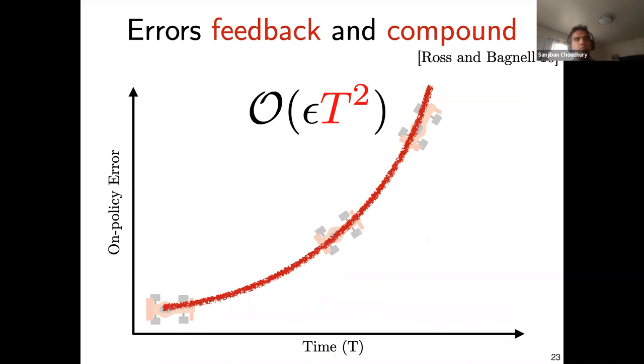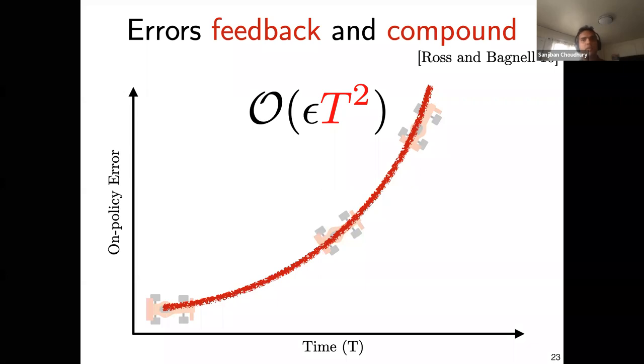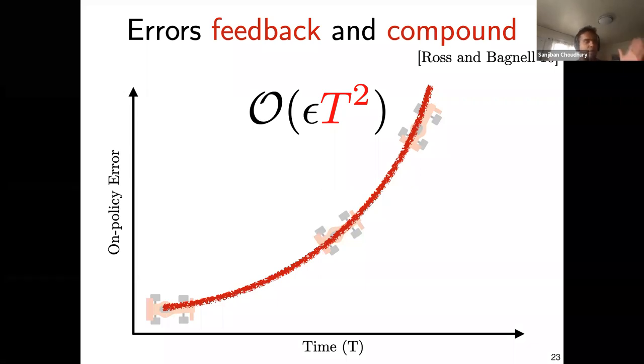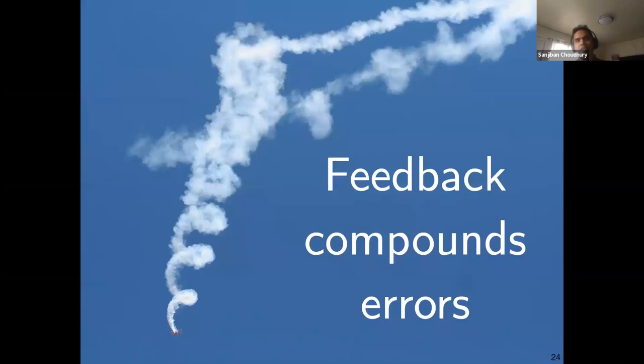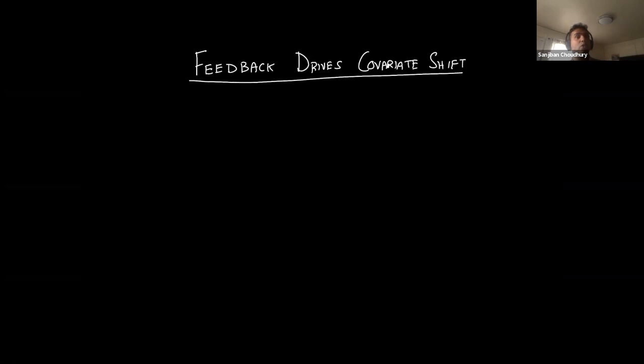More formally, Ross and Bagnell in this seminal paper showed that when you're learning in a sequential decision-making process, errors feed back and compound. And we end up with a performance difference between the learner and the expert compounding quadratically over time. And so feedback compounds errors. This is the core challenge that differentiates imitation learning from supervised learning. This shift in the input distribution is known as a covariate shift.